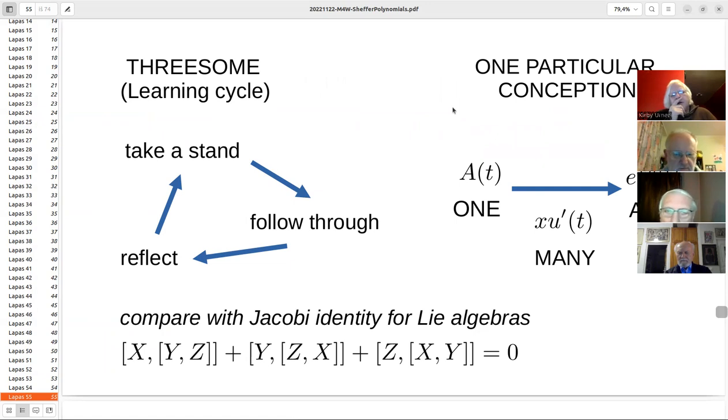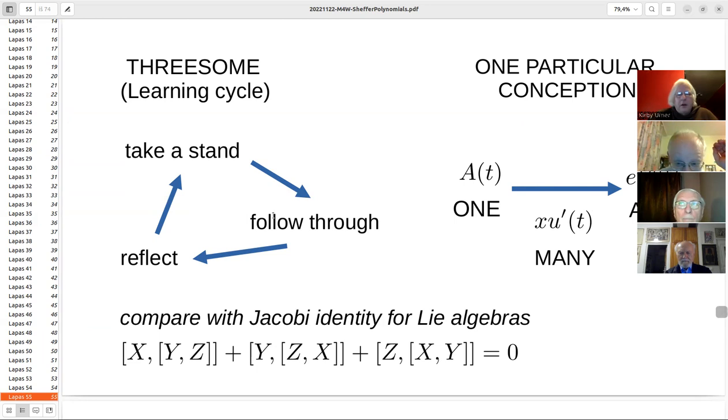Another thing is that in the wondrous wisdom, there's a deeper structure called the learning cycle. I call it the threesome. You take a stand, follow through, reflect. And the idea is that there are 4 conceptions. They would be necessary, actual, possible. They would be object, process, subject. They would be one, all, many. They would be being, doing, thinking. So when you want to conceive it concretely, you pick one of these ways. This is one of the ways it comes up.